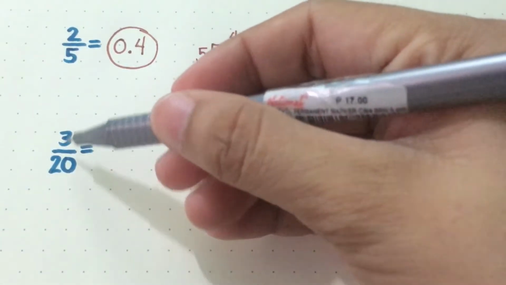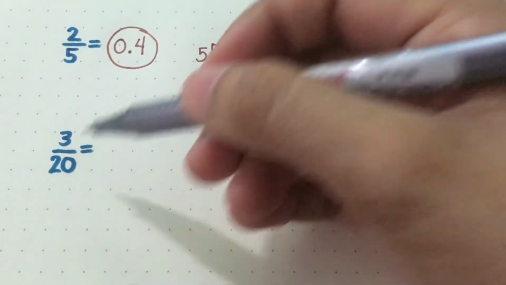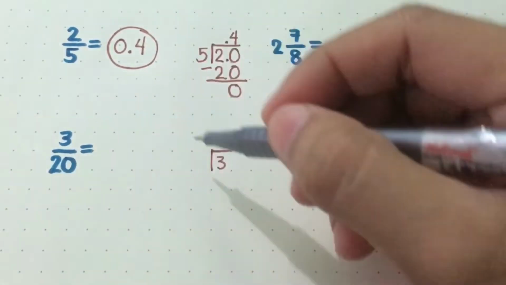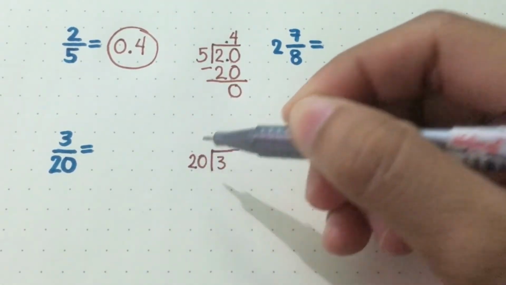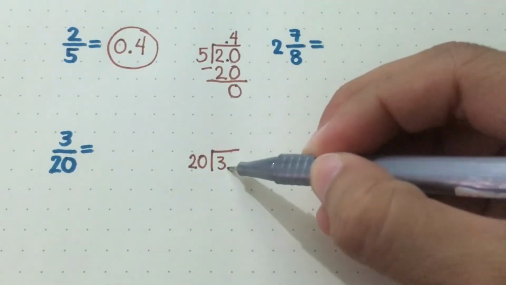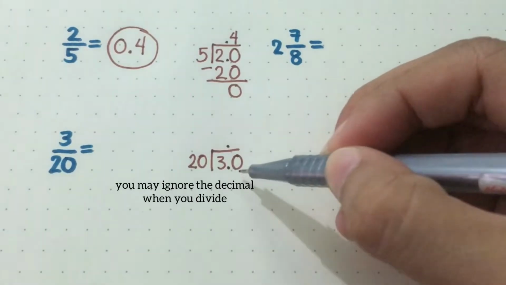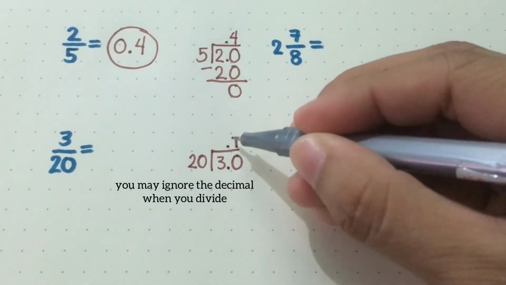Let's try another one. 3 over 20. So just divide 3 by 20. Let's see. 3 inside, and then the denominator will be your divisor, 20. 3 divided by 20, again we will add a decimal point and 0. This decimal point, you may copy it above. So it's like 30 divided by 20, you'll have 1.